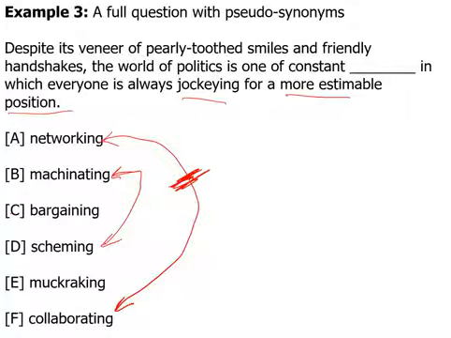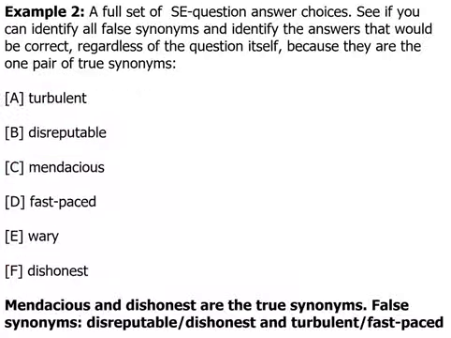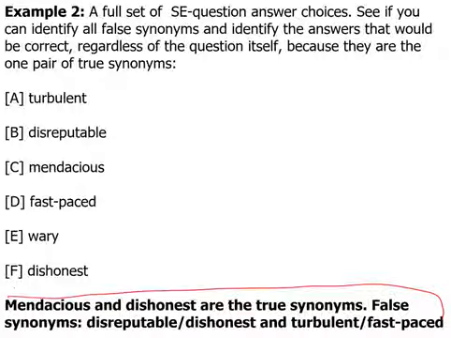And bargaining and muckraking, they're relatively easy to eliminate because they're just not similar to each other or really similar to much of anything else. So again, we have the correct answers and the false synonyms outlined at the bottom here. Study this carefully. Make sure you understand how this pattern works because, again, these pseudo-synonyms are very, very important in sentence equivalence.